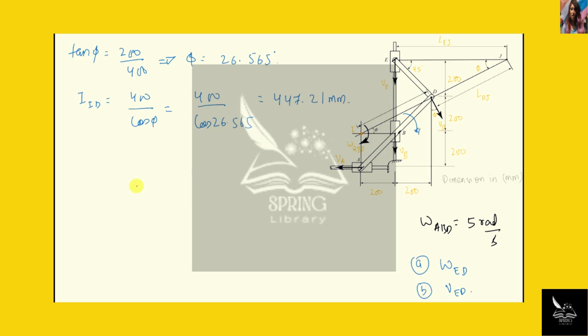Now we can easily calculate the velocity VD. This velocity VD will be equal to omega ABD times the length ID. We're going to plug the values here: 5 times 447.21 mm. So the velocity comes out to be 2236.1 mm per second. This is the value of the velocity VD.